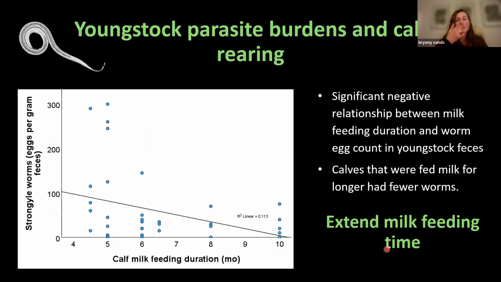Looking at, this is milk feeding duration of those calves. So here we have the number of worm eggs in the feces, and then how many months were those calves fed milk for? And this is a significantly negative relationship again. So calves that were fed milk for longer had fewer worms. So that is just highlighting that trying to extend milk feeding time can be very beneficial for calves building up resilience to parasites.